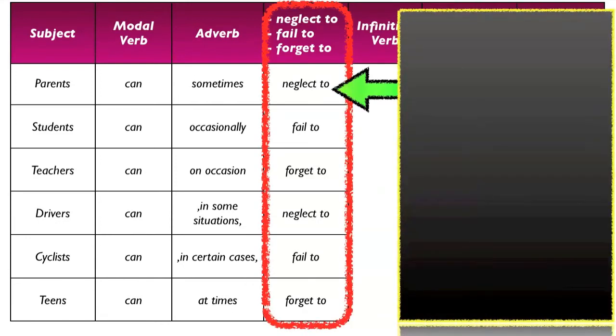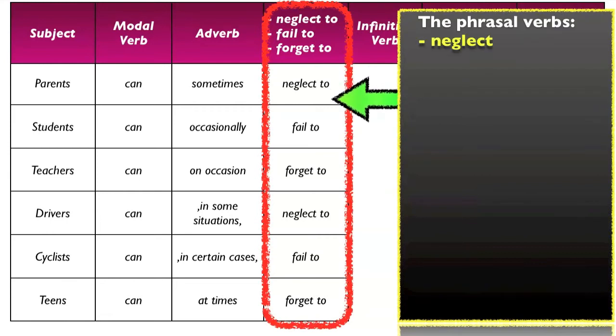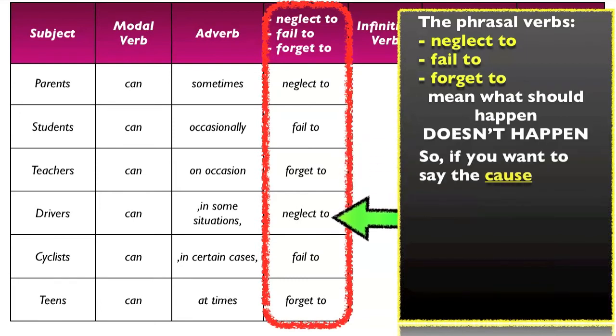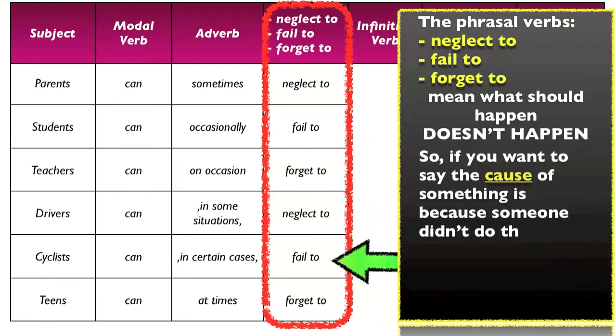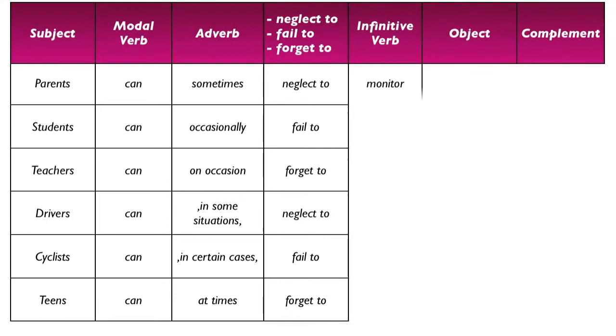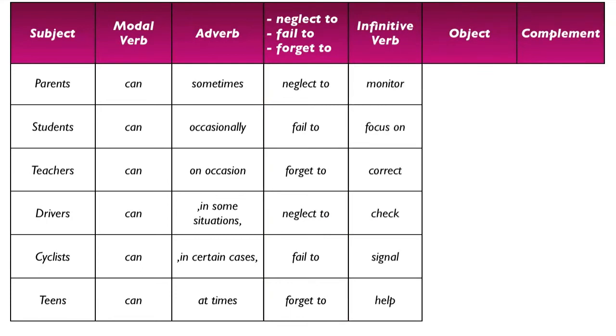Then we're going to look at the phrasal verbs neglect to, fail to, and forget to. These mean what should happen doesn't happen. So if you want to say the cause of something is because someone didn't do their job, then these are good phrases. Don't forget they must be followed by the infinitive form of the verb, such as monitor, focus on, correct, check, signal, or help.